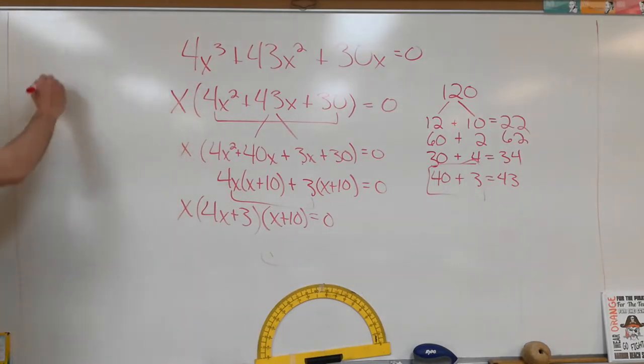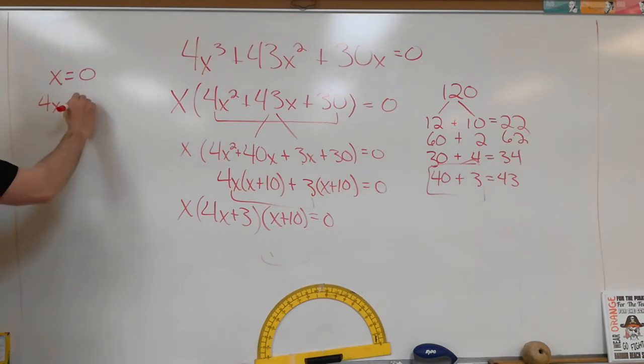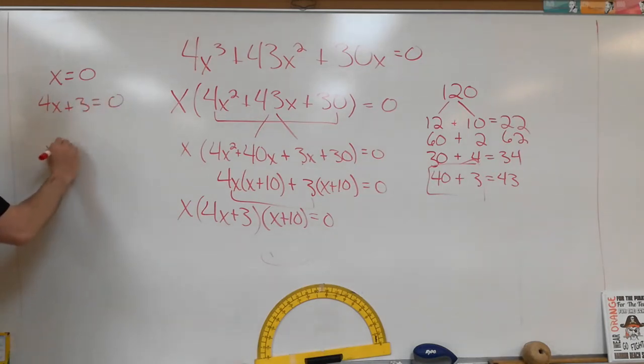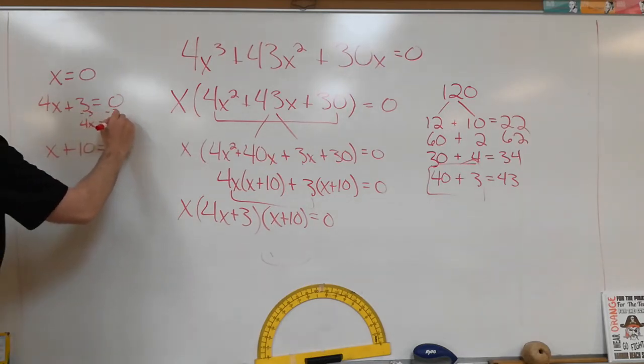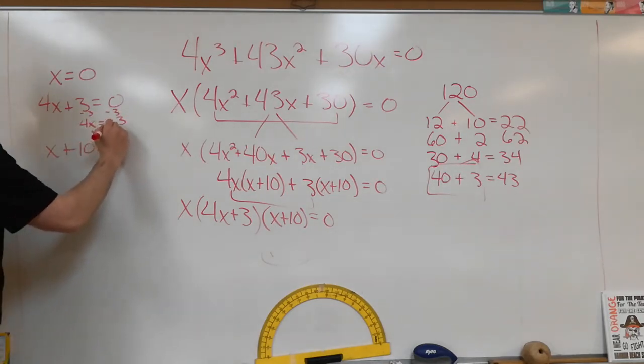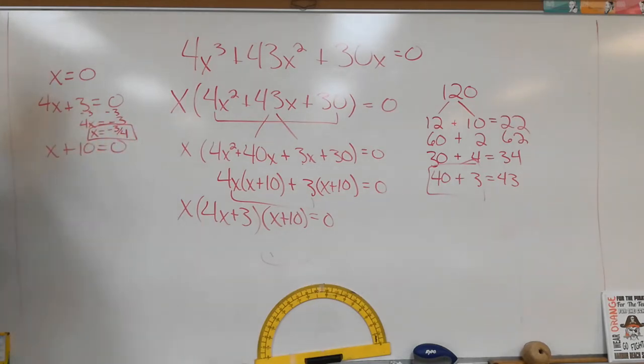Now, what do we do with each piece? The first part says x equals 0. Then 4x plus 3 equals 0. x plus 10 equals 0. So this becomes 4x equals negative 3, x equals negative 3 over 4.